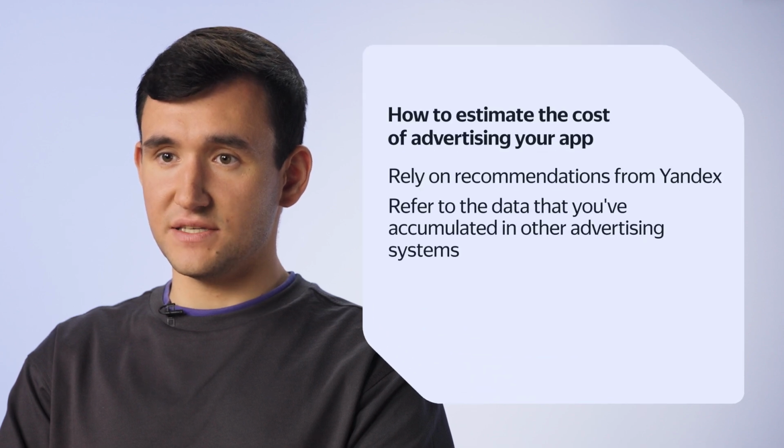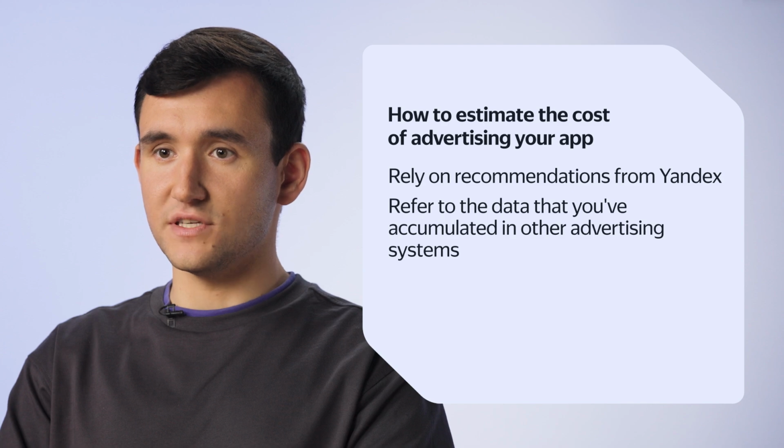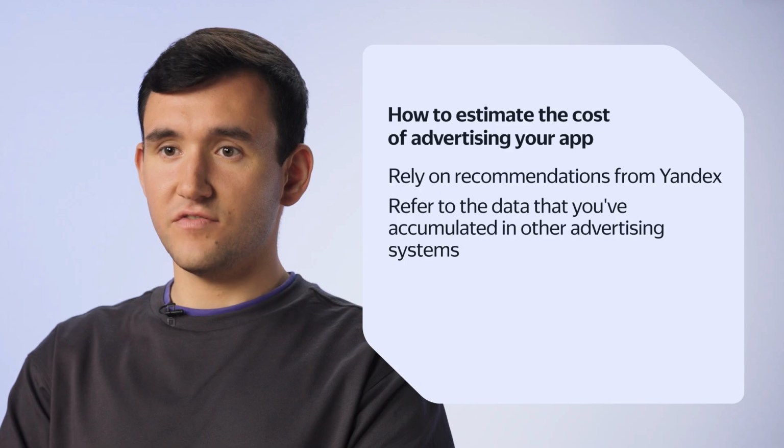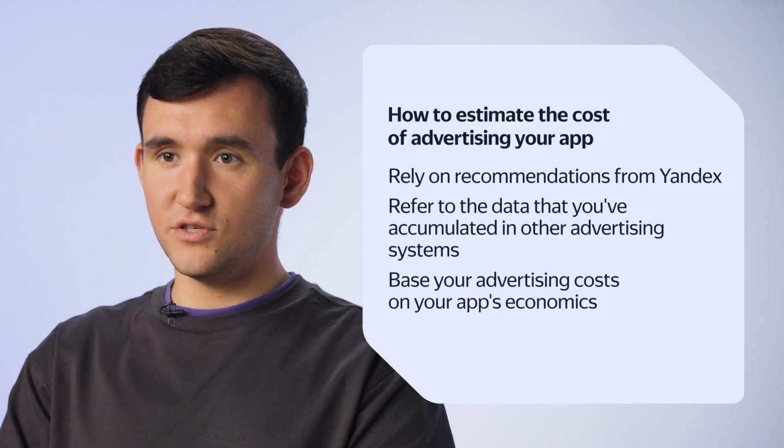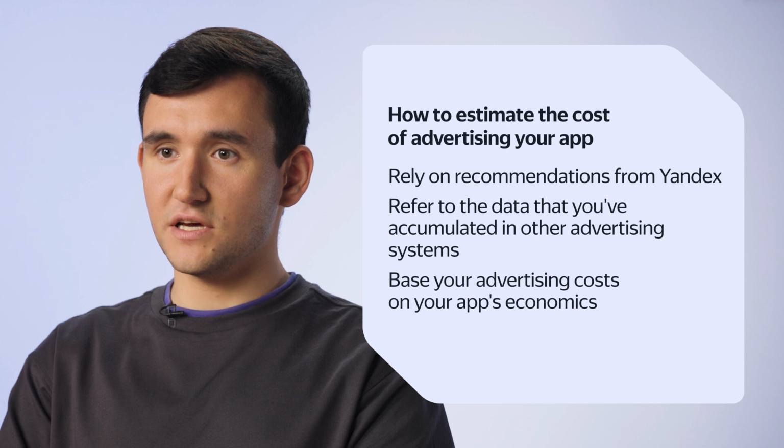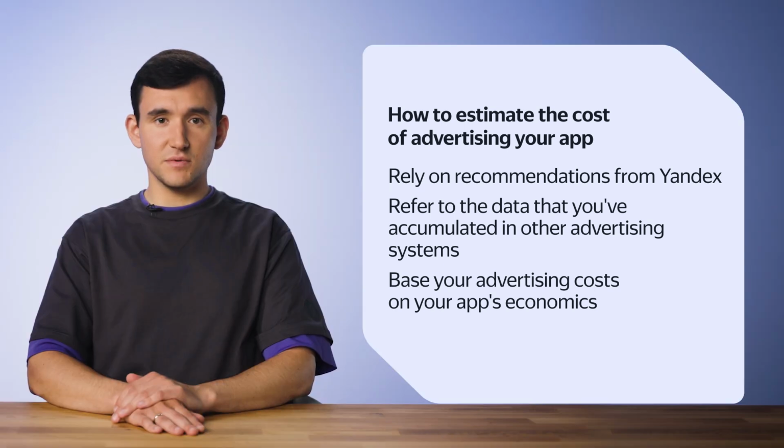If you've previously advertised your app in other advertising systems, you can refer to the data that you've accumulated in those systems. Keep in mind that the placements and audiences of each advertising system have their own unique characteristics. Finally, you can of course base your advertising costs on your app's economics. Consider an acceptable price that you're willing to pay to attract a single user, provided that the user makes purchases in your app.